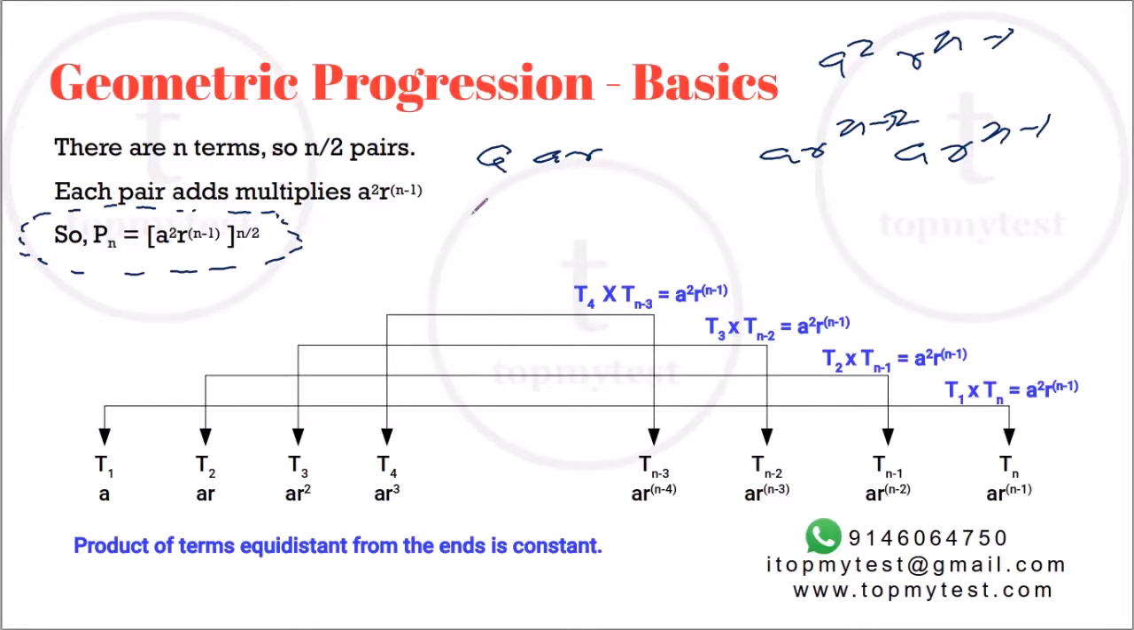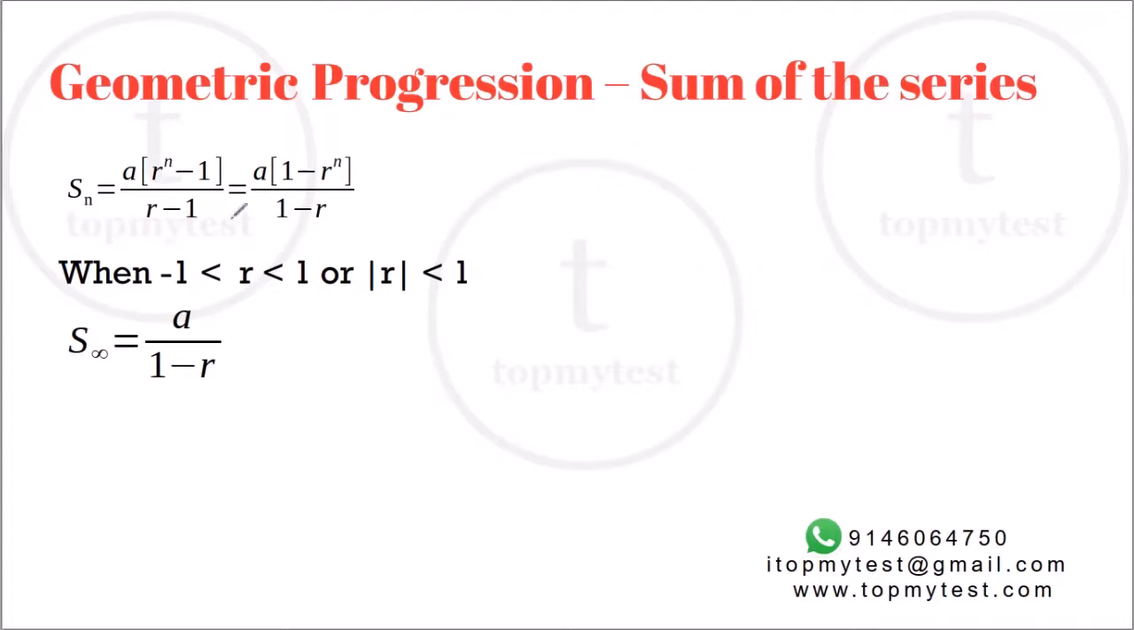Now the sum can be found out also. This is a pretty easy derivation. You can find it in most 10th and 11th class NCERT or state board books. Sum of a geometric progression is derived as a into r to the power n minus 1 divided by r minus 1, or a into 1 minus r to the power n divided by 1 minus r.